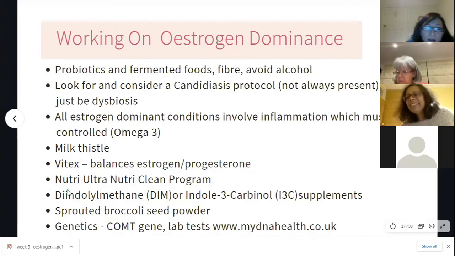Okay, supplements. There are loads of really wonderful supplements that have many of the nutrients that we mentioned already that will support the gut and the liver. So something like the Nutri Ultra Clean program. It's a metabolic detox program that is run by Nutri, and it helps to alkalize the body. It helps to support the liver, and it has a lot of nutrients that are liver friendly.